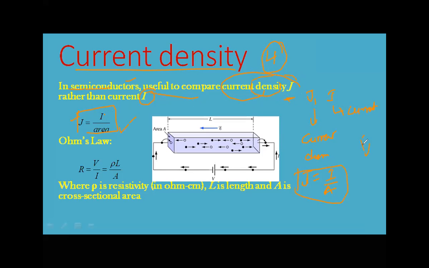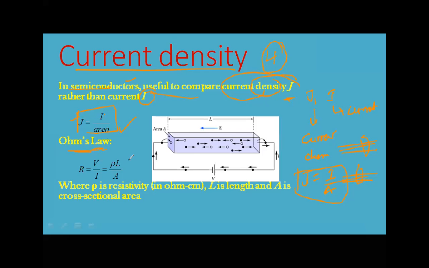Suppose there is a canal; how much water flows through it is what we call density. Here the charges are moving. How many charges are crossing that area is called current density. So current density is nothing but the current passing through the area.